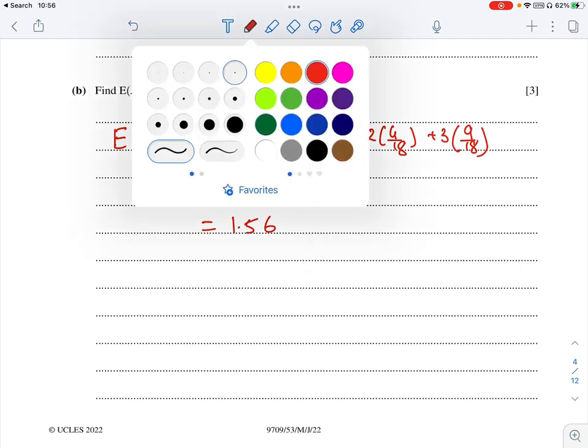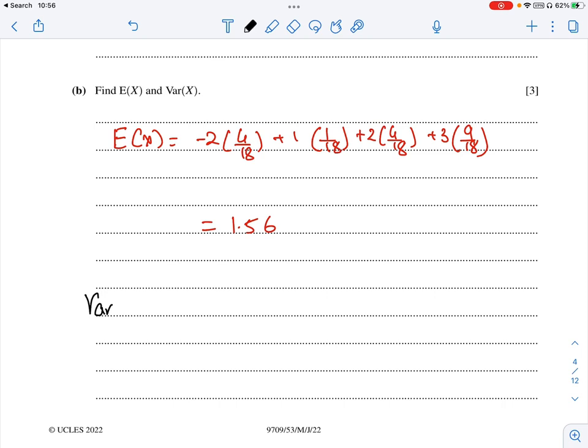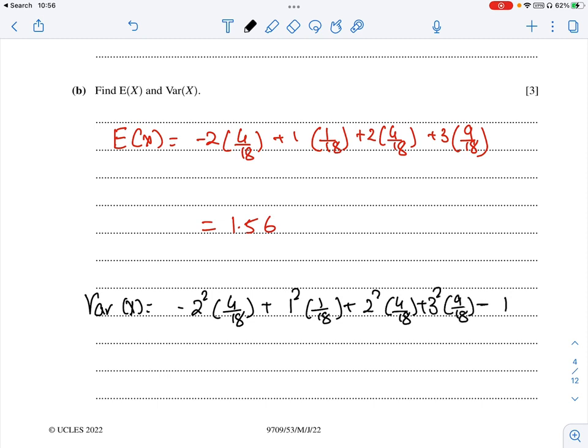Now coming to the variance of x: (minus 2) square times 4 upon 18, plus 1 square times 1 upon 18, plus 2 square times 4 upon 18, plus 3 square times 9 upon 18, minus 1.56 square. Simplify that, I am directly writing the answer: 3.91.